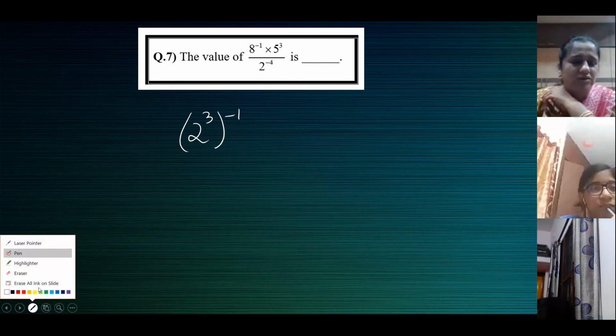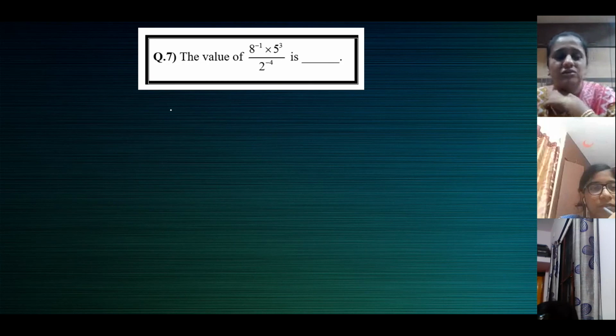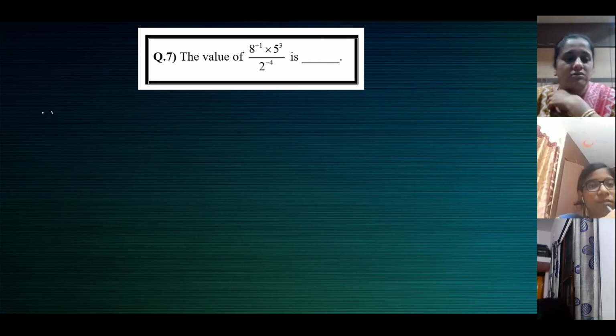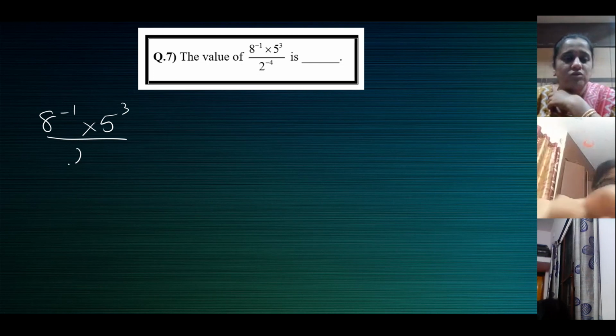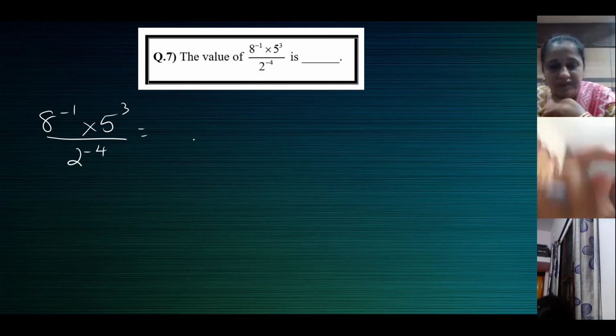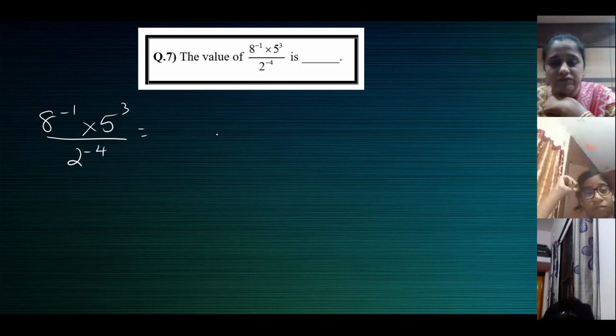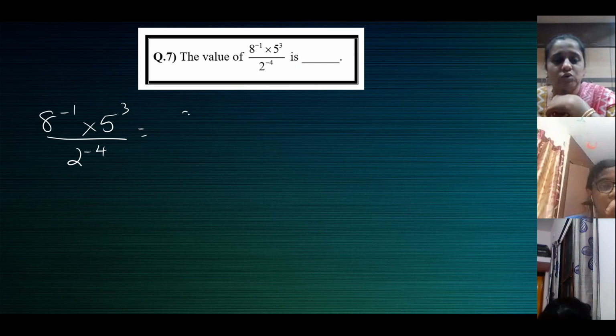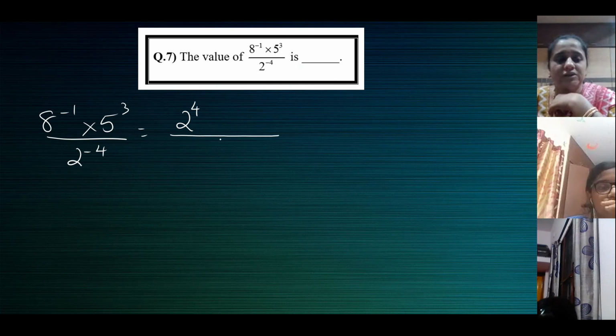See, it's not that you have to work it in this method only. Now, 8 to the power minus 1 into 5 to the power 3 by 2 to the power minus 4. I've told you one thing: if the power is negative and you want to make it positive, simply change the position. So if you bring 2 to the power minus 4 to the numerator, the power will become positive. Similarly, if you take 8 to the power minus 1 to the denominator, the power will become positive, into 5 cubed.